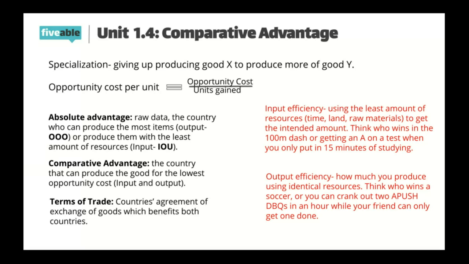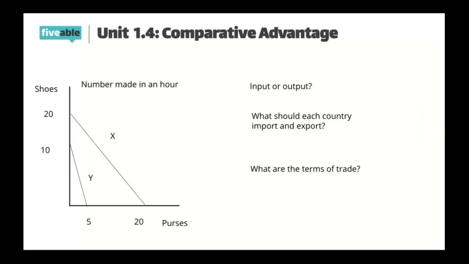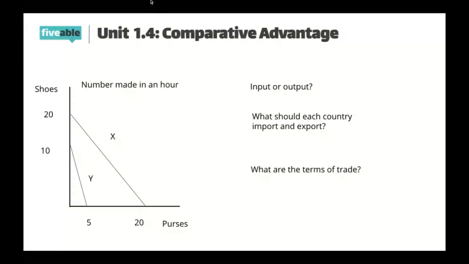Now, what they trade, the agreed upon amount, is going to be called the terms of trade. So that's the country's agreement of exchange of goods, which benefits both countries. Be careful here. It's a range. There's not one correct answer. It's a range of a couple correct answers, but there's a definite limit to it. So let's go ahead and take a peek. Everybody ready? Here we go.